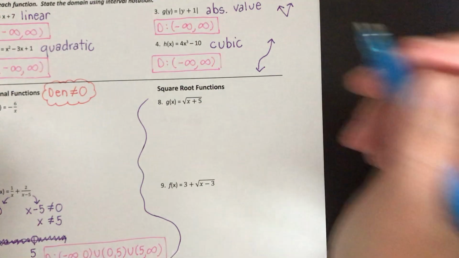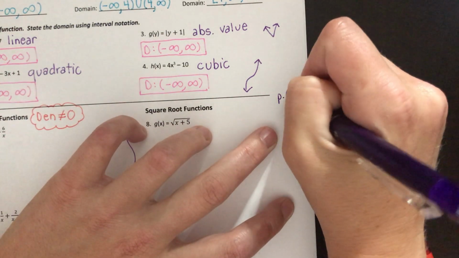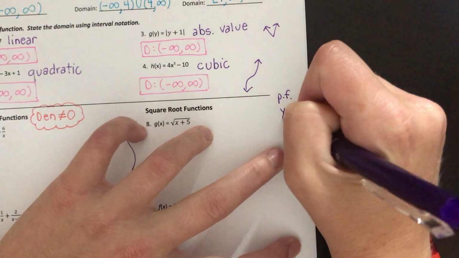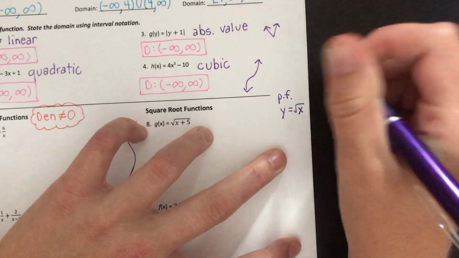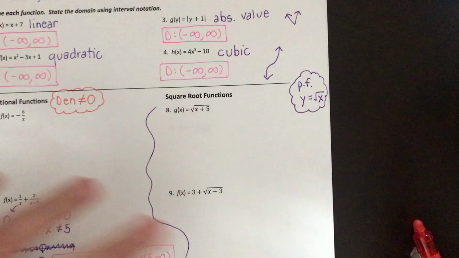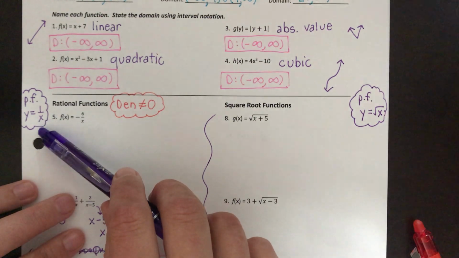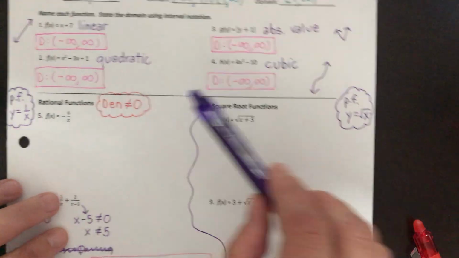So what's our restriction on square root? Let's first refresh our square root parent function. Our square root parent function is y equals square root of x. What restrictions can you think of for our inputs there? Here our input couldn't be 0 because the denominator cannot equal 0.